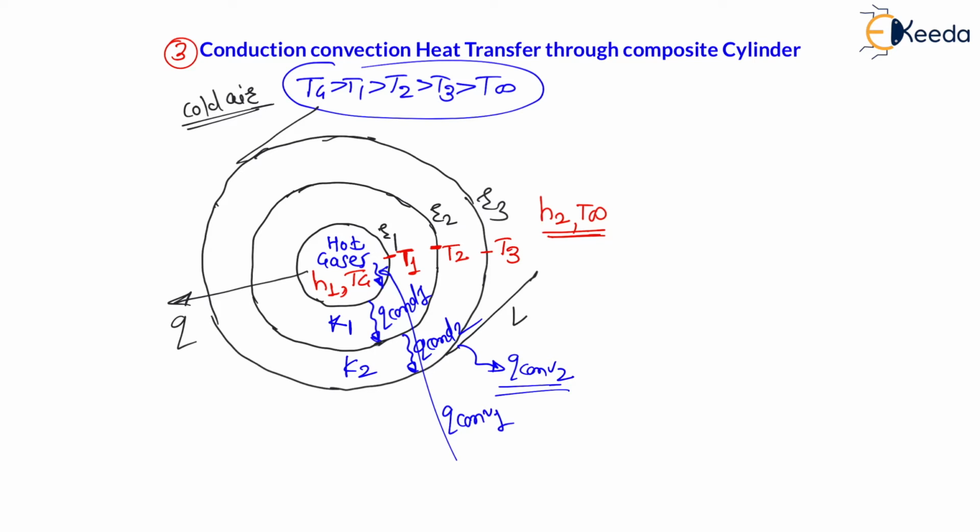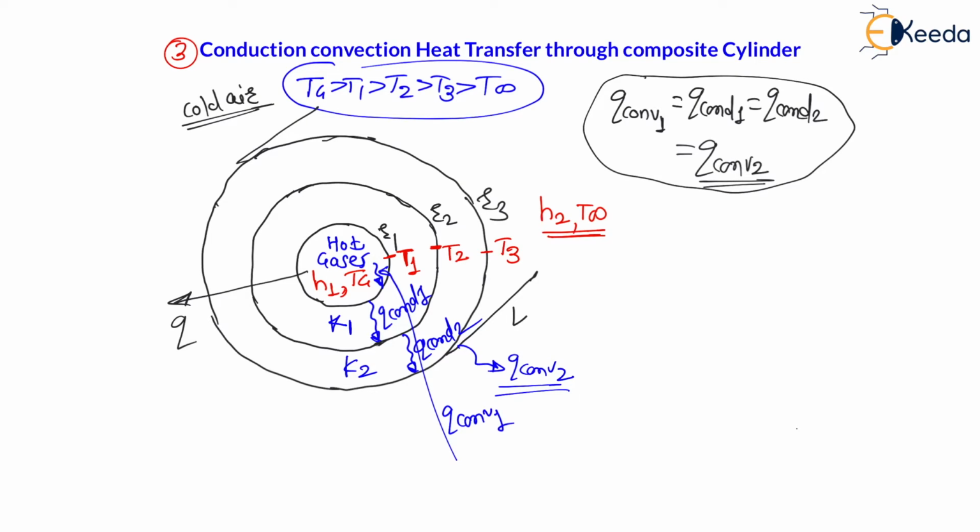And because of our assumption that it is a steady state heat transfer, that is, the temperature is not a function of time, this heat transfer at each and every location remains the same. That is, the convection heat transfer between the hot gases and the inner surface of the first cylinder is equal to the conduction heat transfer for the first cylinder, is equal to the conduction heat transfer for the second cylinder, is equal to the convection heat transfer 2 between the outside surface of the outside cylinder and the outside air. This is called a steady state heat transfer.